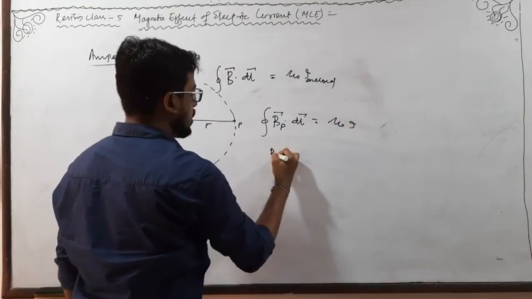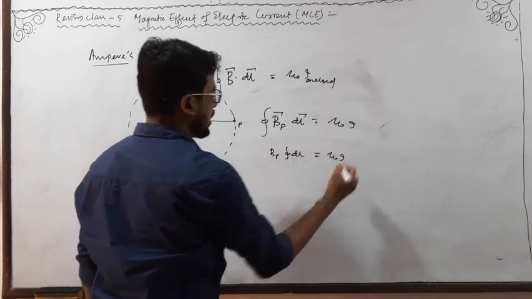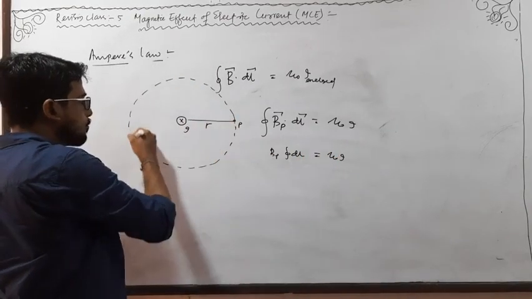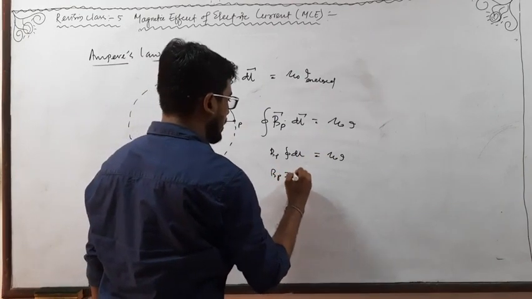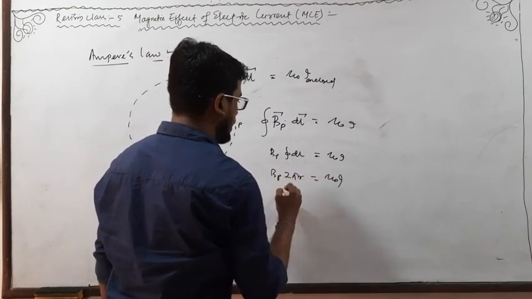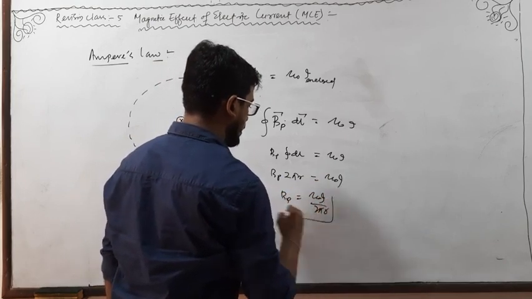So B at P will be how much? Closed integral of dl equals mu naught I. The closed integral of dl will be the complete length of this loop, which is 2 pi r. So B at P into 2 pi r is equal to mu naught I. So B at P equals mu naught I by 2 pi r.